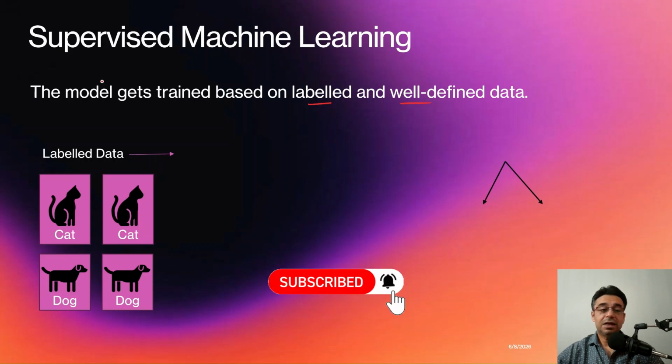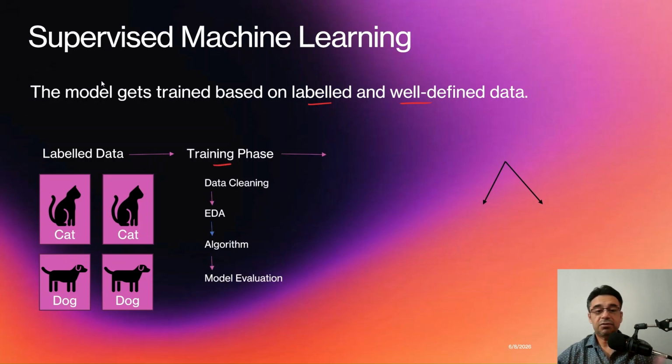The labeled data could be in the form of an Excel sheet or any other format, but it is very much defined what each image is about. That becomes the input to the model, and then there will be a training phase. There will be data cleaning, data analysis, and the algorithm will get trained. Once the model is generated, we will evaluate it. Once the model is ready, we will start making predictions, as the purpose of machine learning models is to predict.